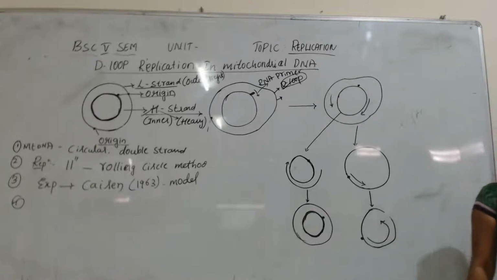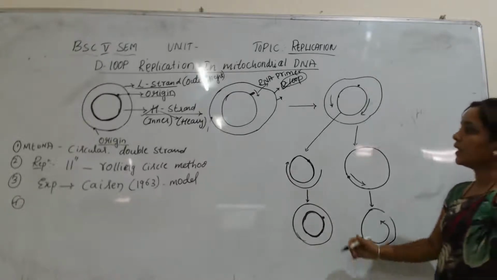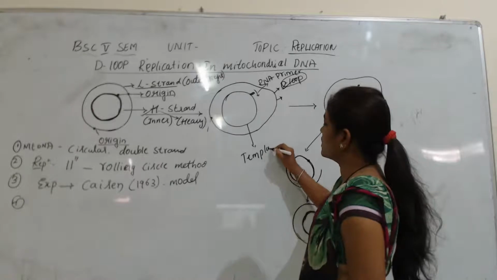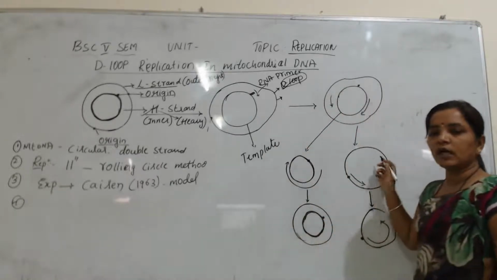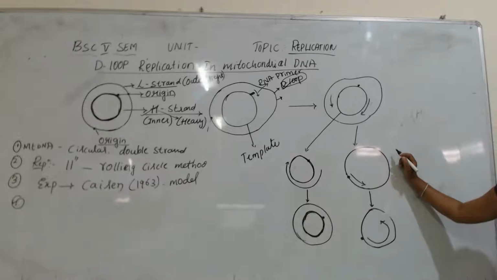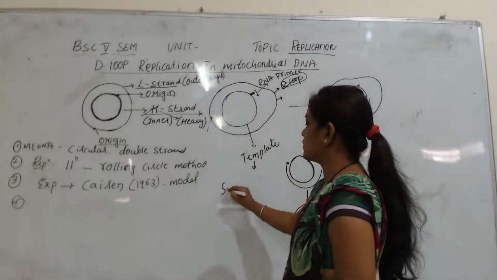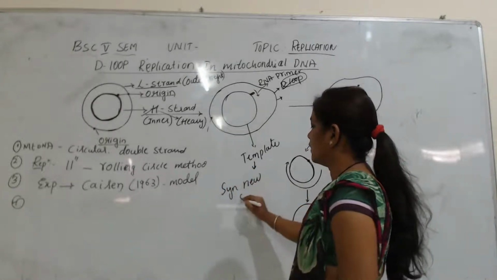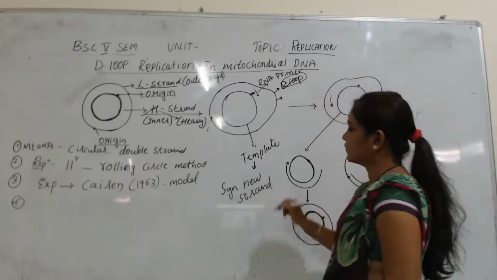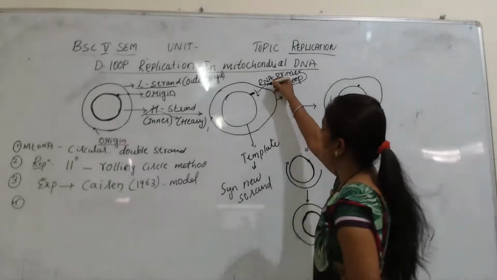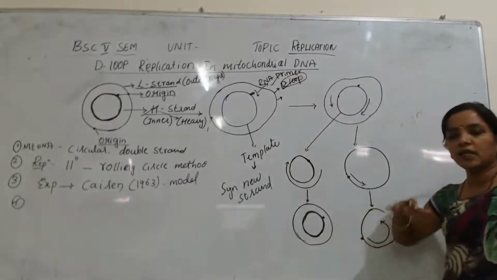Next, the inner H strand. Now the inner H strand functions as a template to synthesize another copy, a new strand. Now the RNA primer is formed first. Here the RNA primer is formed. The RNA primer is needed to replicate.